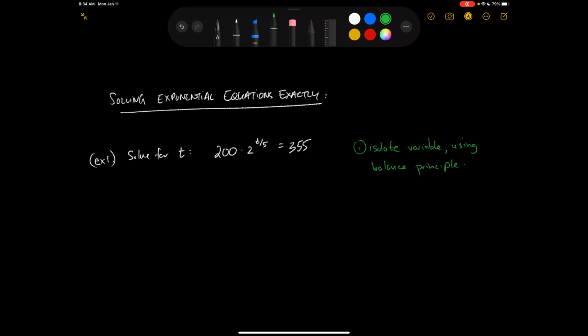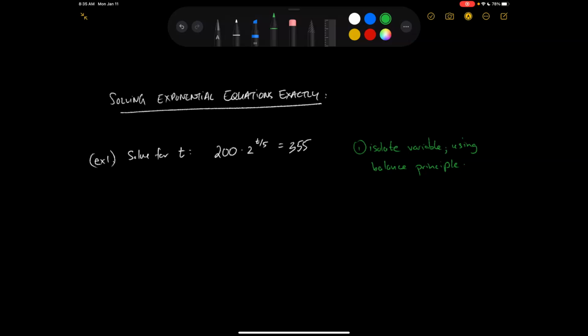So let's say I've got this equation right here, 200 times 2 to the t over 5 equals 355. So what we're going to want to do, similar to solving linear equations, is isolate the variable using the balance principle. Now, certain moves you're going to do, just like in chess, will result in different board states, right? So what can I do to both sides to result in a better situation? So eventually we're going to use logs, right? Because we're undoing exponents, and logs are the inverse to exponents, just like division is the inverse to multiplication.